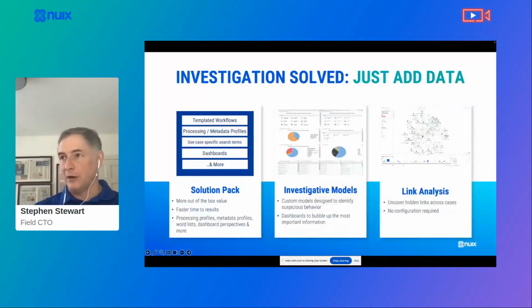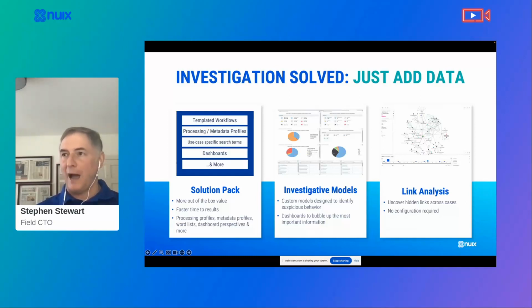When we think about a little bit of a recap, that's the idea of, look, within the investigation solution, the idea is make it so that you can just add data. We've got the solution pack that includes targeted investigative NLP models, targeted things for extraction of PII and PHI, metadata profiles, processing profiles, workflow automation steps, visualizations and dashboards within Investigate, and then the playbook that basically allows you to drive the customized linking associated with the knowledge graph.